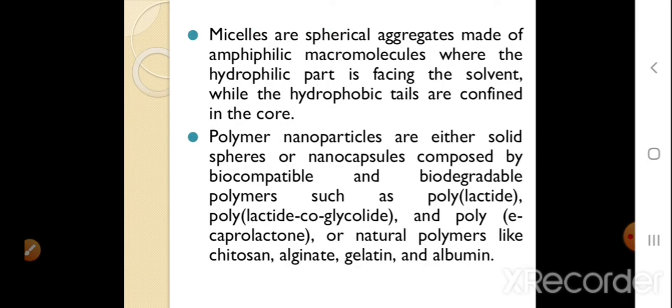The other class of organic nanoparticles is micelles. Micelles are spherical aggregates made up of amphiphilic macromolecules where the hydrophilic part is facing the solvent while the hydrophobic tails are confined in the core. Polymer nanoparticles are either solid spheres or nanocapsules composed of biocompatible and biodegradable polymers such as polylactide, polylactide-co-glycolide, and caprolactone. Natural polymers like chitosan, alginate, gelatin, and albumin can also be the major components of polymer nanoparticles.